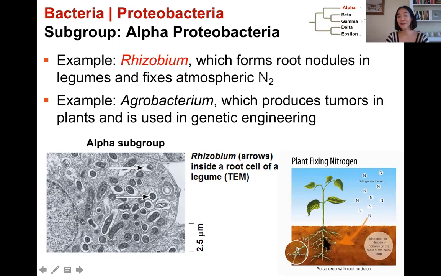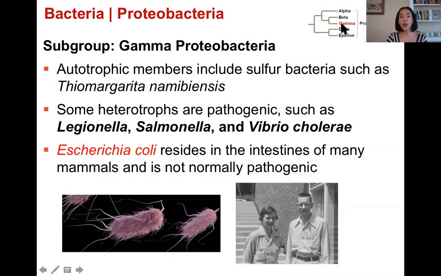So now the plant can use the good type of nitrogen and use it to build amino acids or build nucleic acids, which are high in nitrogen, right? Another example of alpha protobacteria is this agrobacterium, which has been heavily used in genetic engineering because of its ability to produce tumors in plants. Now, another group of protobacteria, let's skip beta and jump into gamma.